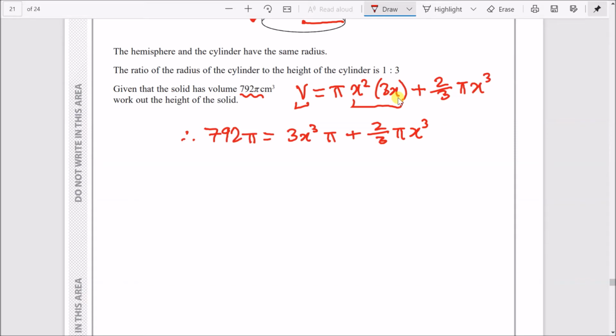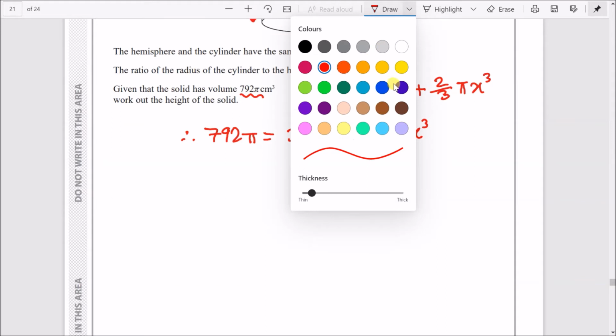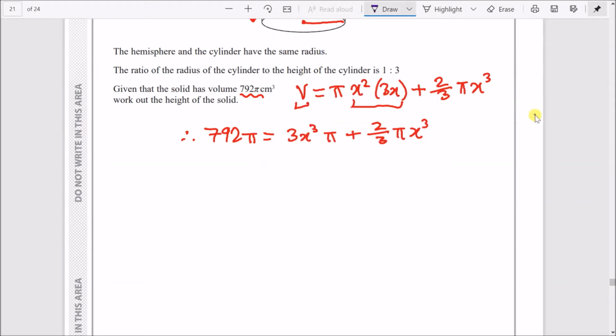When you look at all of these terms, they each have a pi, so we could just cancel them out. So let's delete the pi across. Now if we tidy this up, we have 792 equals, well, we're just left with 3x cubed plus 2/3 x cubed. Well, 3 plus 2/3 is actually 11/3, and then x cubed.